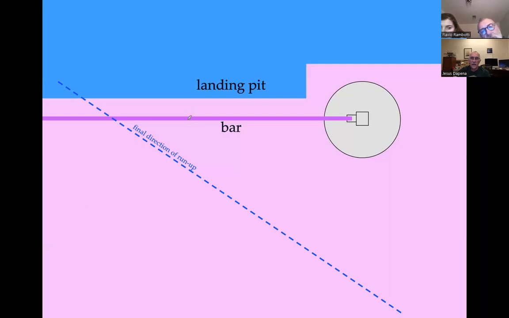And this angle here is maybe 35 to 40 degrees, maybe. It'll vary a little bit more than that, but that's about the normal angle. So we call this the final direction of the run-up. It's the direction of motion of the center of mass just before the foot hits the ground.